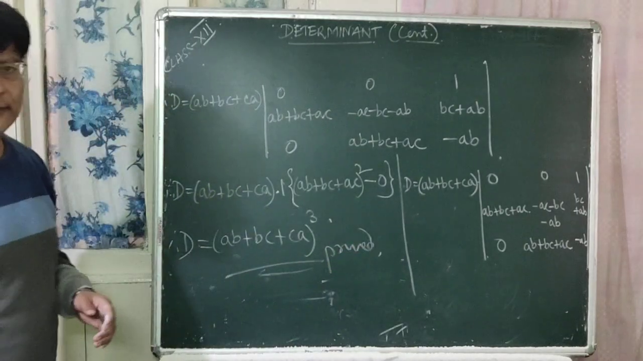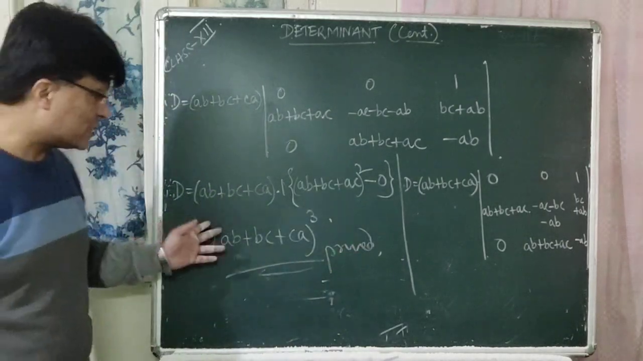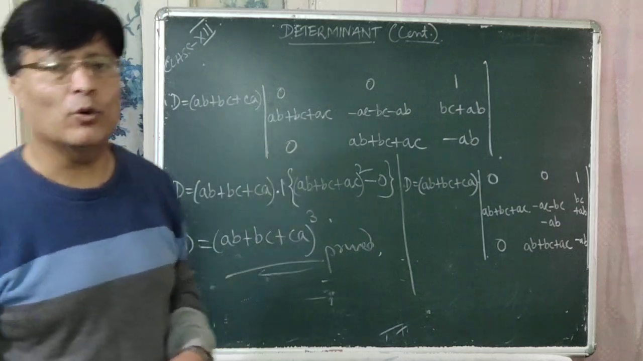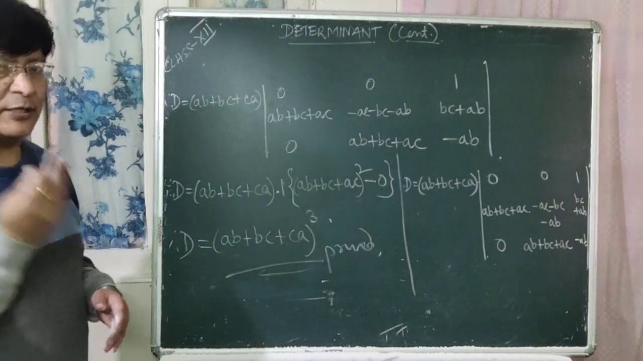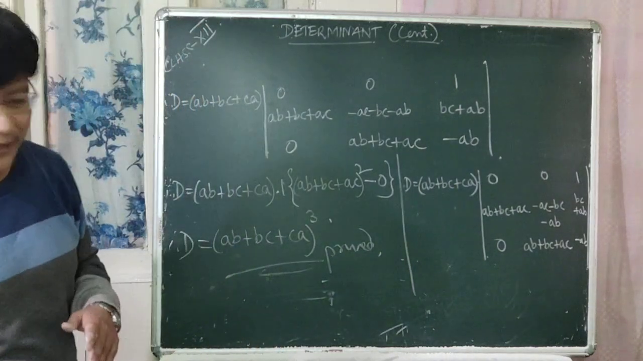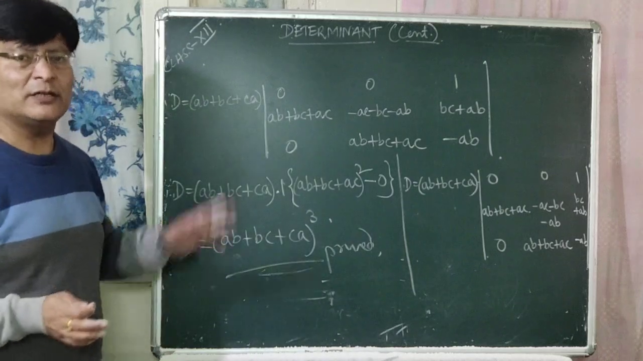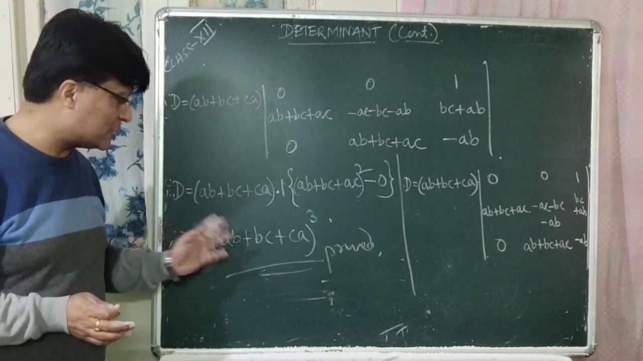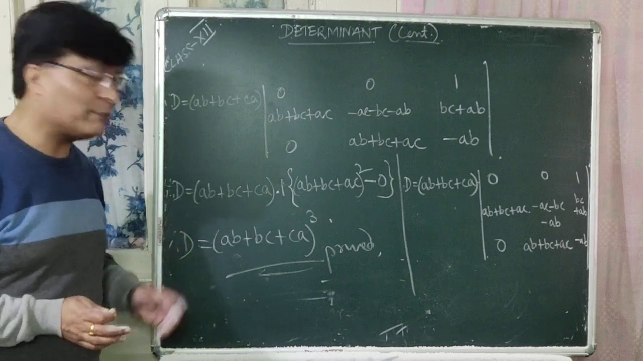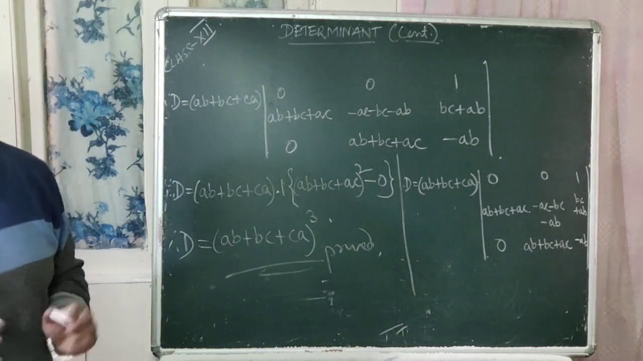You can check the answer. So the correct answer is AB plus BC plus CA whole cube. The answer is given in the question itself, that is, you have to prove that. Okay. So we got the correct result here. So the left hand side is equal to the right hand side, that is AB plus BC plus CA whole cube.